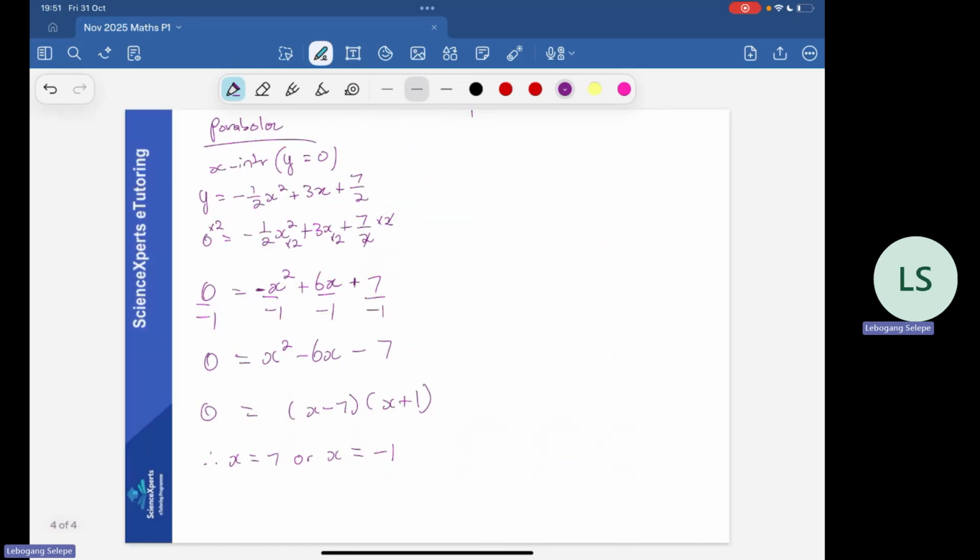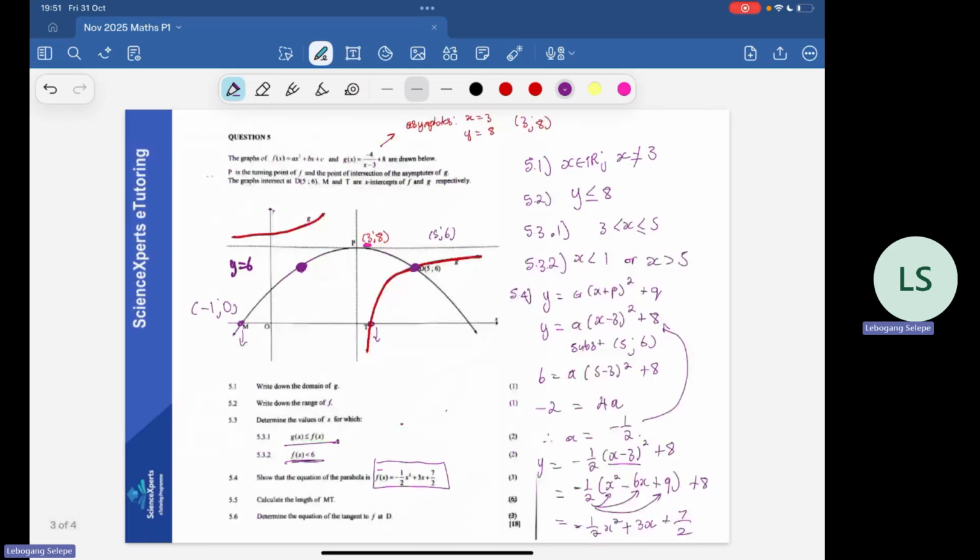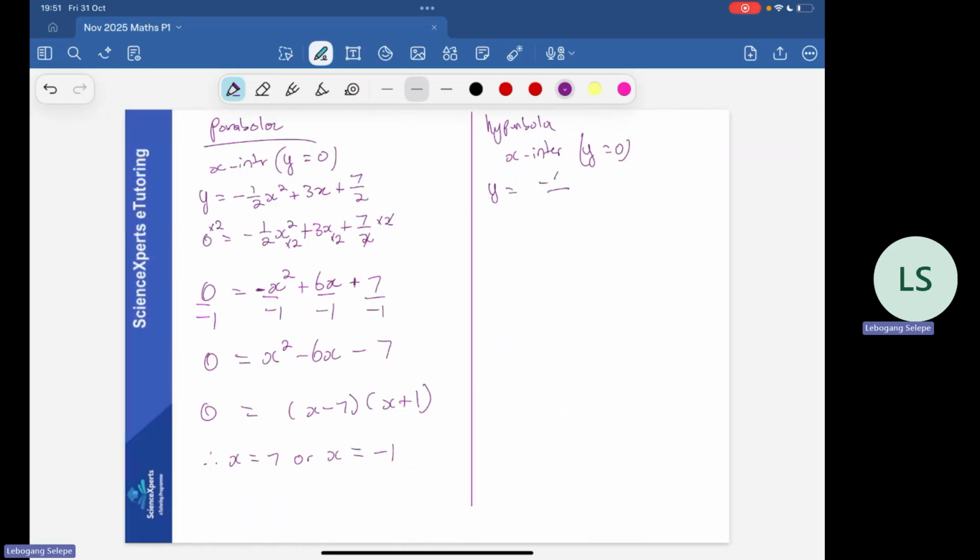So for the hyperbola now, the x-intercept, we know that y equals 0. So the equation of our hyperbola is y equals negative 4 over x minus 3. Is it plus 8? Yeah, plus 8. So 0 would be equal to negative 4 over x minus 3 plus 8.